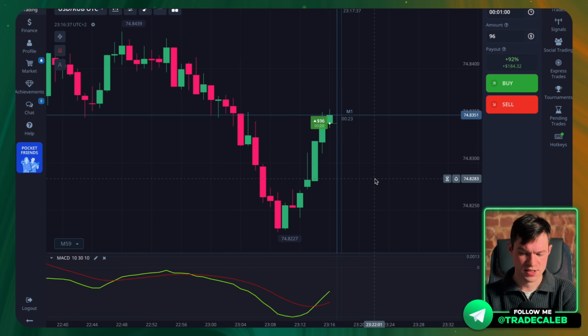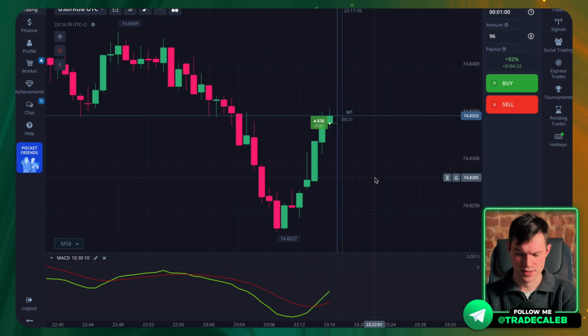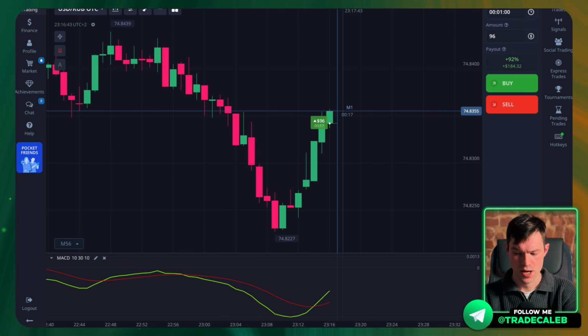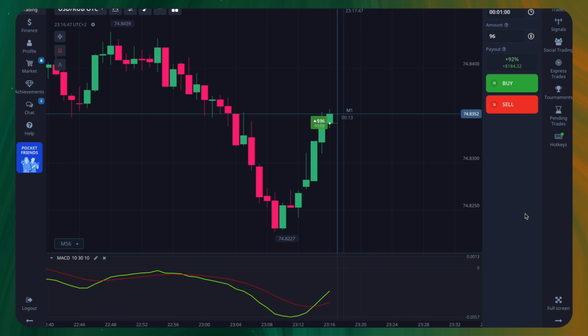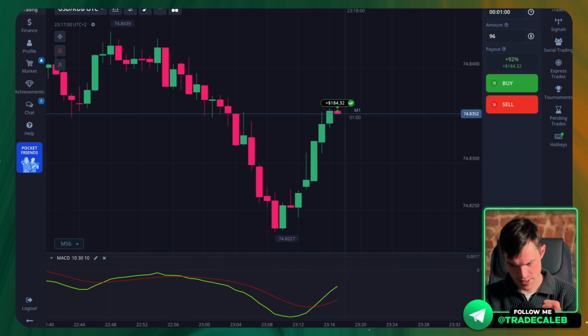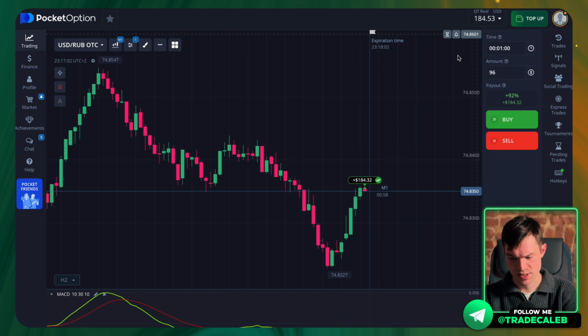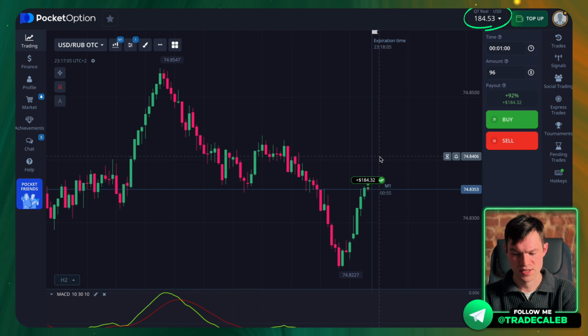Then we follow simple steps. Absolutely do not invent anything. Just open a trade according to the rules that I'm telling you, and you will definitely get the result. Great, our second trade is closing in a plus, and we already have 184 on our balance.